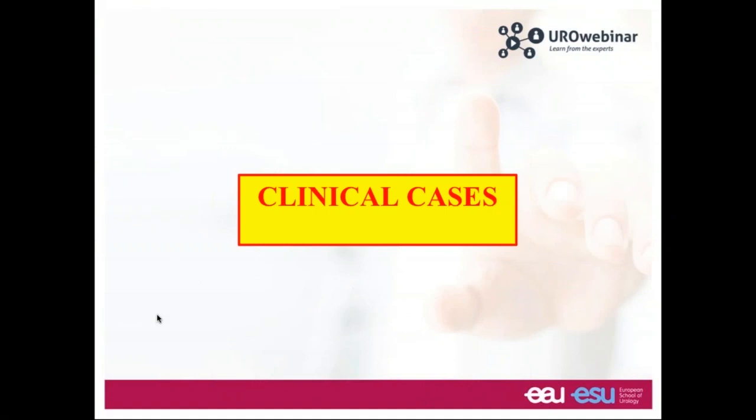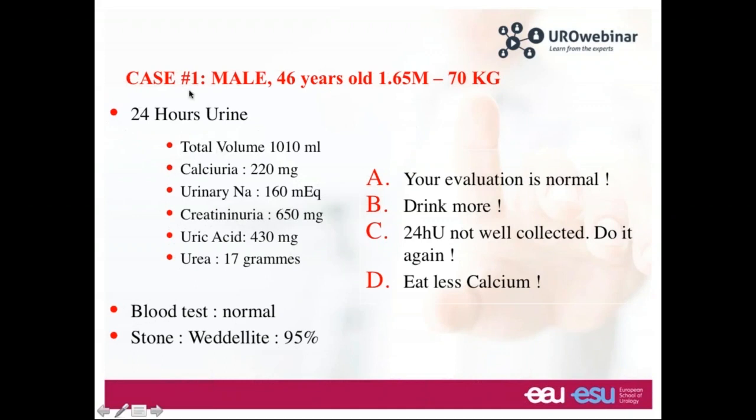Last but not least, I will give you a couple of clinical cases. Let's say that a patient is coming, a male, 46 years old, and this is the 24-hour urine that you can get. Those are the numbers, and if it was a live interaction, I would ask, if you see the total volume, I won't read it, what is the right answer on the right side. So you have the 24-hour urine, the blood test is normal, the stone is very late, 95%. So I think the right answer is C.